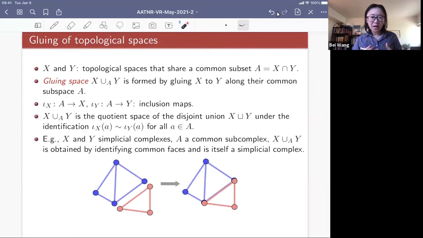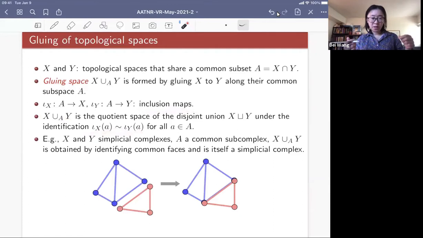If I have topological spaces X and Y, this is my X, this is my Y, and they have some common subset between them. The typical way of defining gluing is to say that the gluing space is formed by gluing those two pieces along their common subspace. The way it actually happens is that there is some form of inclusion map that takes their common subset to each individual space, and the gluing space is just the quotient space under the identification through these inclusion maps.